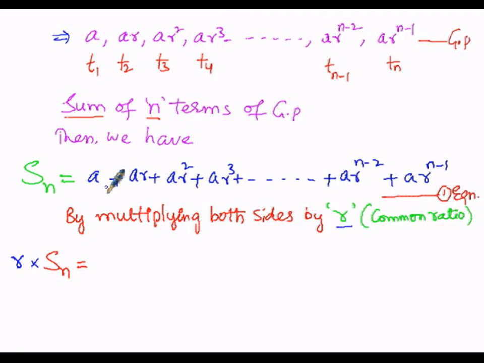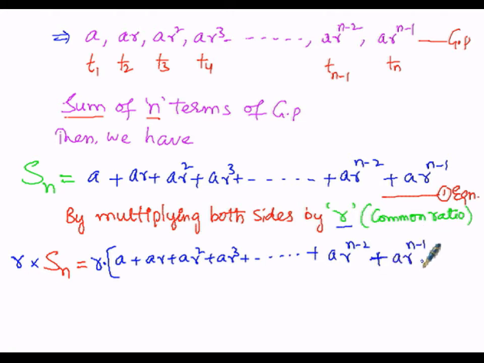Similarly I have to multiply the total right hand side by r. So r is multiplied with this entire bracket: a plus ar square plus ar to the power of 3 plus and so on. The last but one term is ar to the power of n minus 2, which is the (n minus 1)th term. Plus the last term ar to the power of n minus 1, that is the nth term. Bracket close.